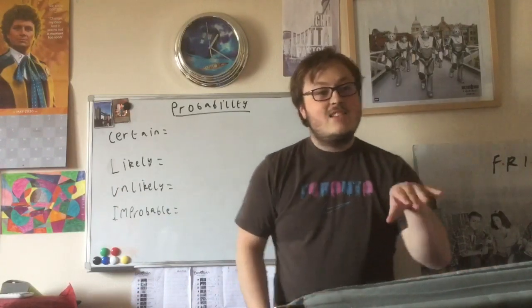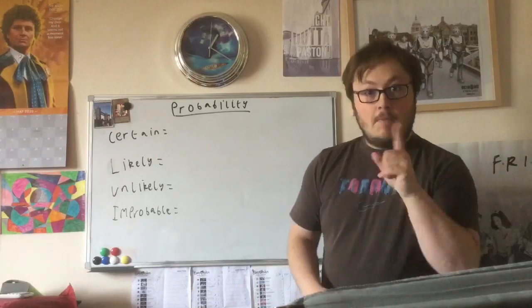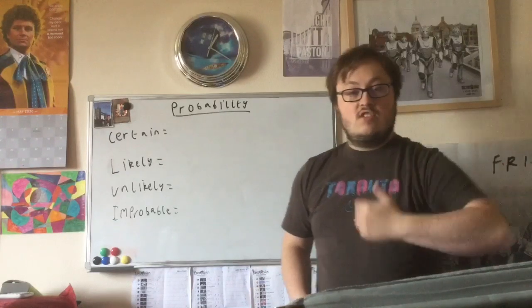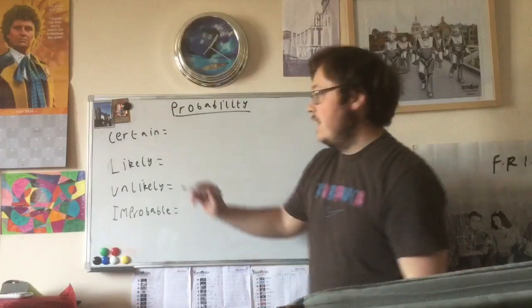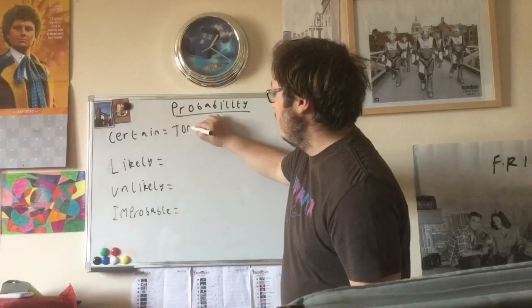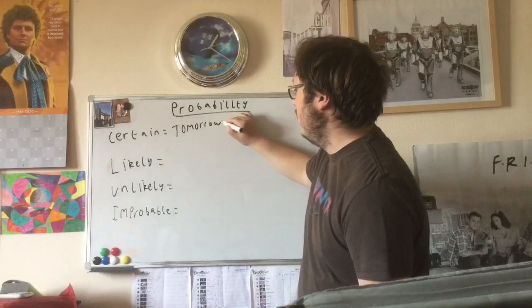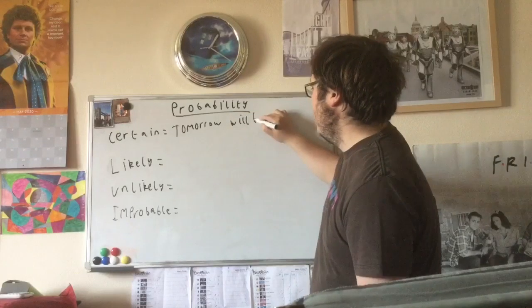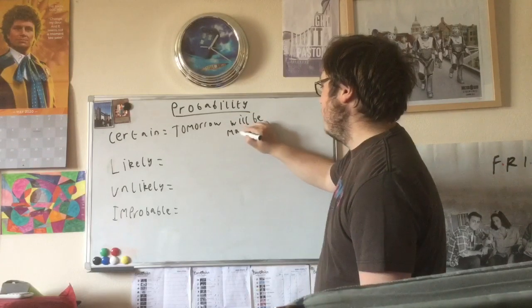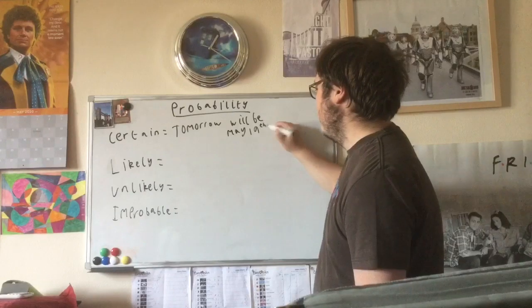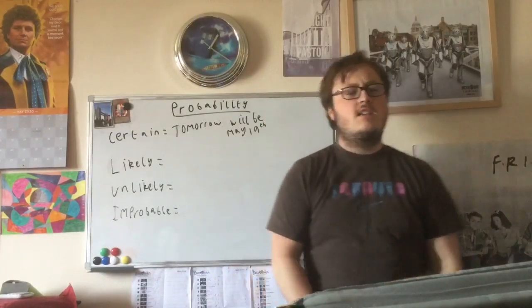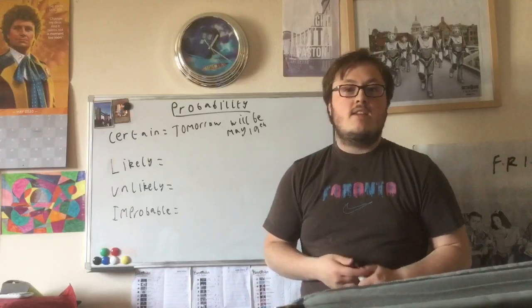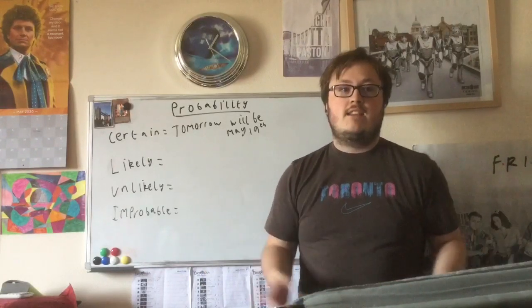So today is Monday, the 18th of May. So something that's certain is that tomorrow will be the 19th. Tomorrow will be May 19th. That is certain. That is going to happen. I am 100% certain that tomorrow will be May 19th, because today is May 18th.